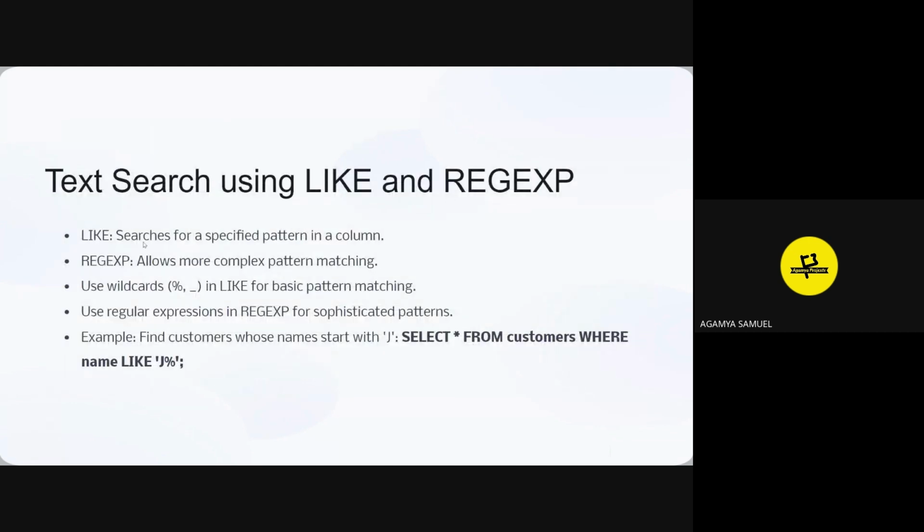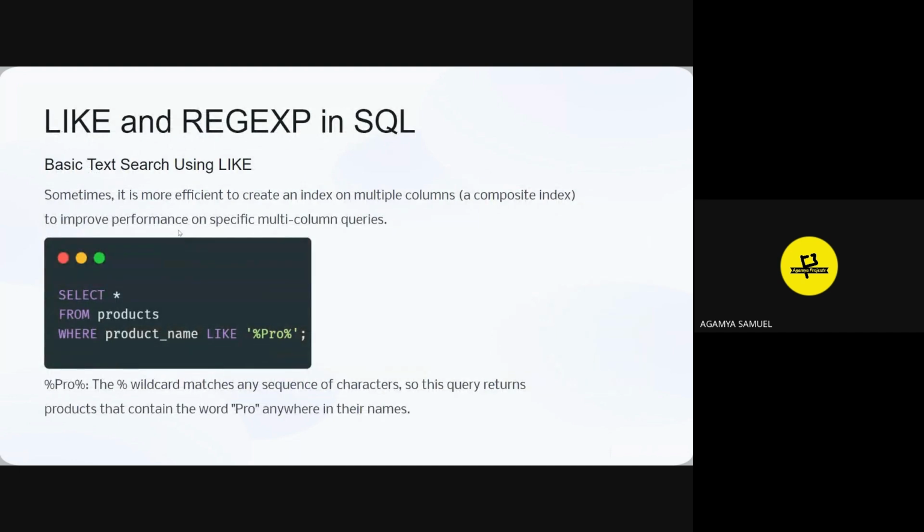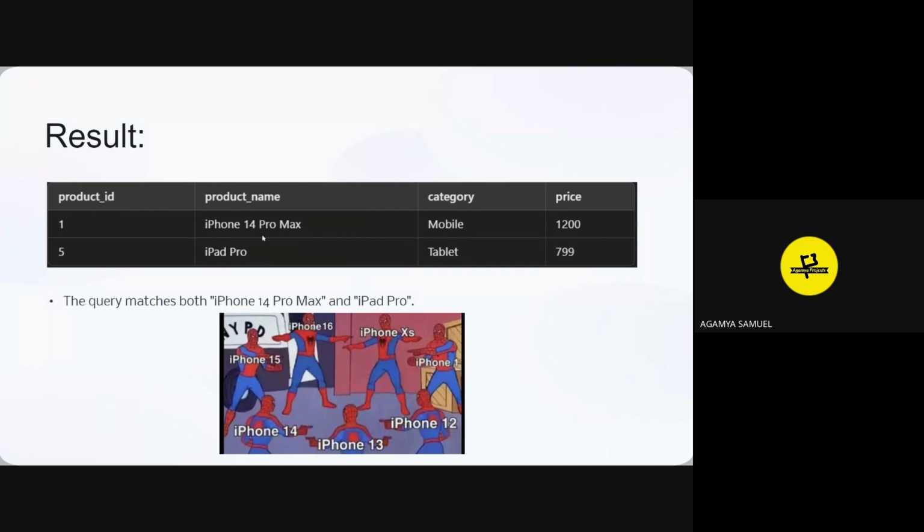So the LIKE statement basically searches the entire string for the presence of the keyword. So this LIKE returns the product names with the Pro keyword in them.